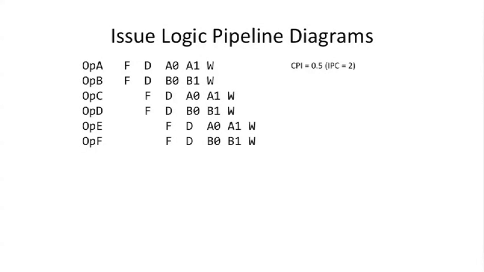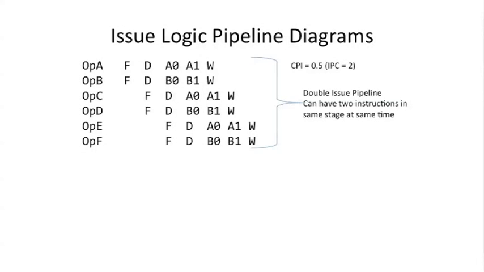At least for this code here, we actually have a clocks per instruction of 1/2. That's pretty awesome. And as I said, we can have two instructions in the same stage of the pipe. OK, let's look at a little bit more complex code sequence here.